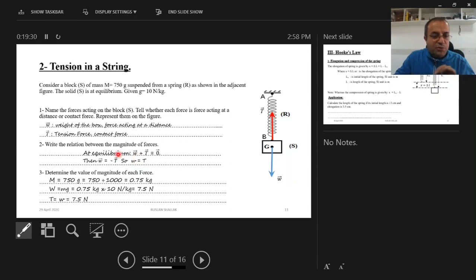Note, to describe the relation between magnitudes, we start from the condition of equilibrium. We say that at equilibrium, for example in this example, W vector plus T vector equals 0 vector, then W vector equals minus T vector, so W equals T. When we are asked to describe the relation between the magnitudes of forces, we start from the condition of equilibrium: W vector equals minus T vector, so W equals T.